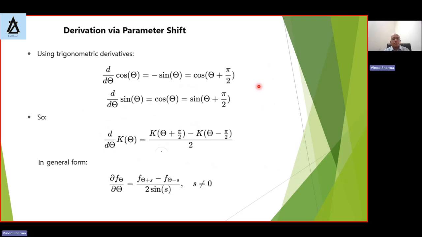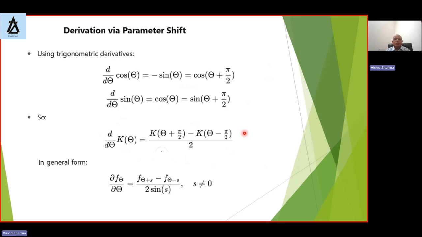Now, taking the derivative of K theta, we realize that it has components cos theta and sine theta. d by d theta of cos theta is minus sine theta, which can be written as cos of theta plus pi by 2. d by d theta of sine theta can be written as sine of theta plus pi by 2. So therefore, d by d theta of K theta, I have written here d by d theta, but we could replace it by the partial derivative in this case. And this can be written as K of theta plus pi by 2 minus K of theta minus pi by 2, divided by 2.